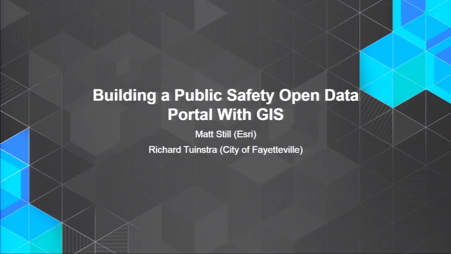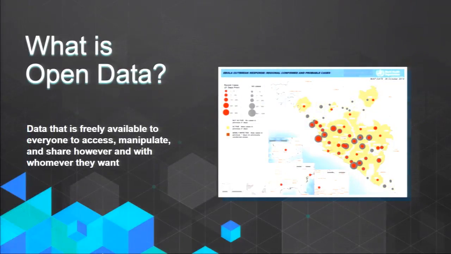My portion of this, before Richard comes up to talk about the stuff that you probably really care about, is to talk about what is open data and where Esri fits into this picture. As the slide says, open data is data that is freely accessible. It's available to everyone. They can download it, work with it, manipulate it, and share it with whomever they please. Really, it means it's open. It's yours to work with, whether you're a business, a citizen, a developer, whatever you happen to be.